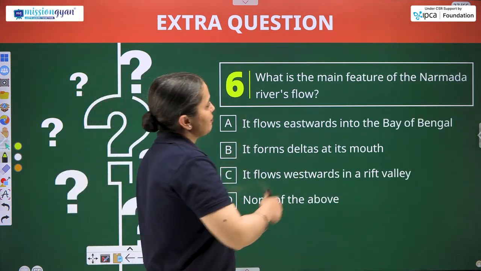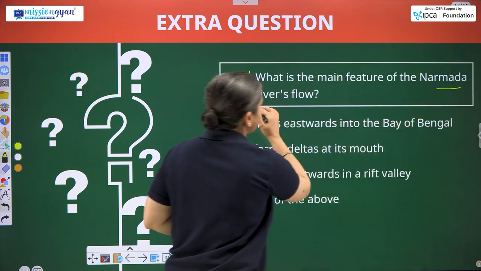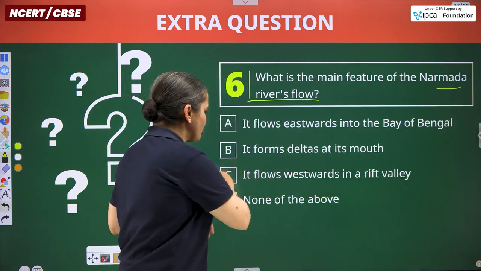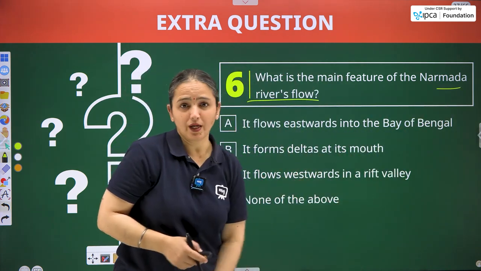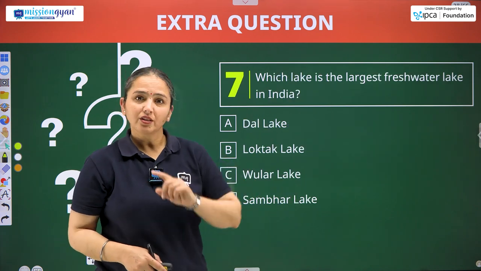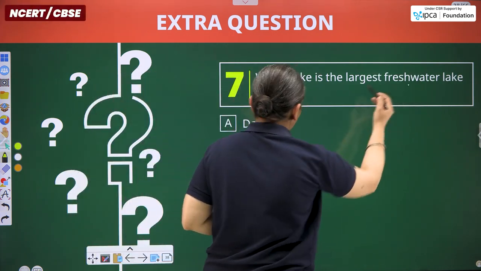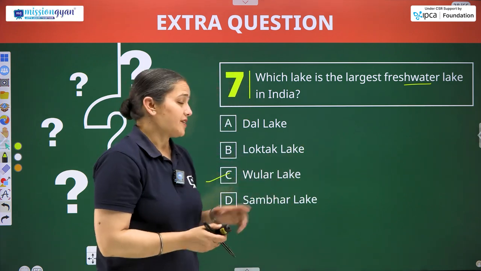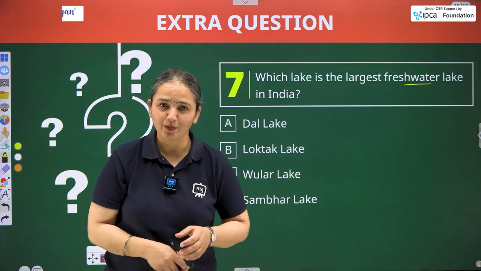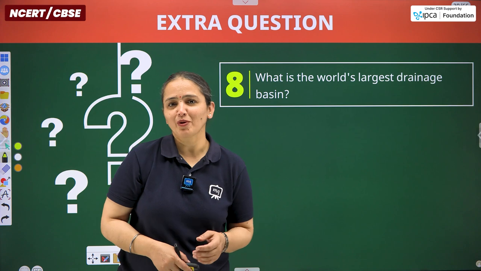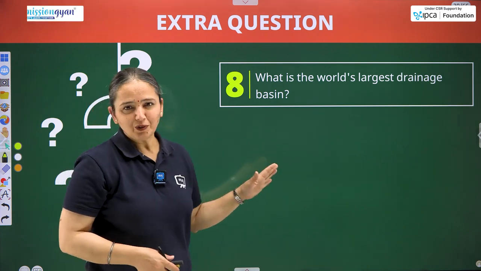What is the main feature of the Narmada river flow? That it flows through a rift valley. Simple one, along with the Tapi as well. Which lake is the largest freshwater lake in India? Wular Lake. Again, such kind of questions has to be learned properly. Of course, I'm talking about their answer part. So that was all about the MCQs.